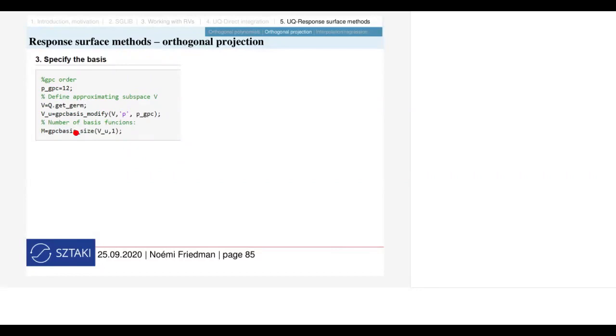So this is how to define the basis in SGLib. And now I'm really left behind in time. So this is how I define the basis in SGLib.